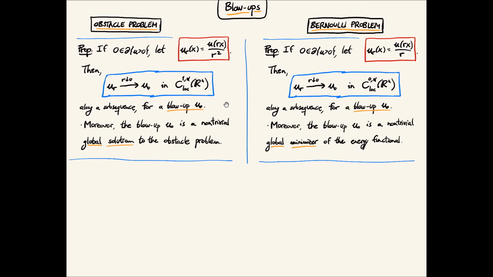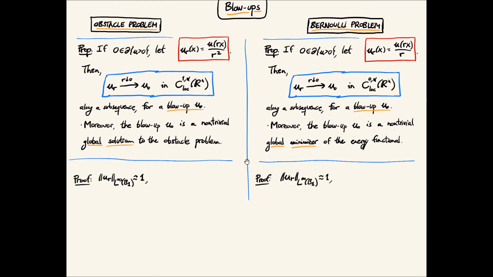And moreover, this blowup U_0 is, in the obstacle problem, a non-trivial global solution. And in the Bernoulli setting, the blowup U_0 is a non-trivial global minimizer of the energy functional. So blowups really preserve the equation and the fact that they are minimizers of the energy functional. And this is very important because then we can use more properties about this blowup.